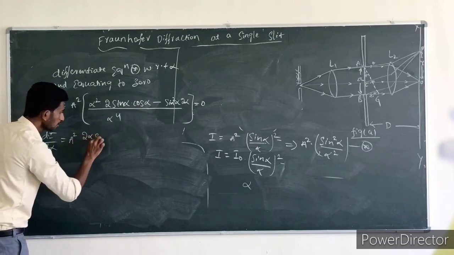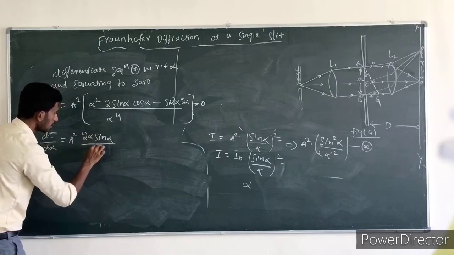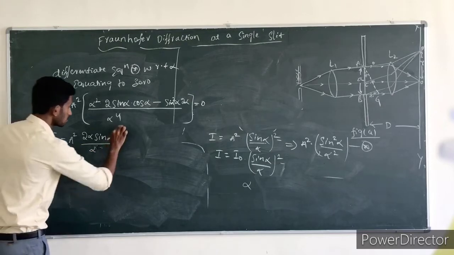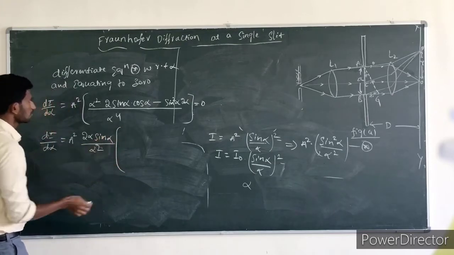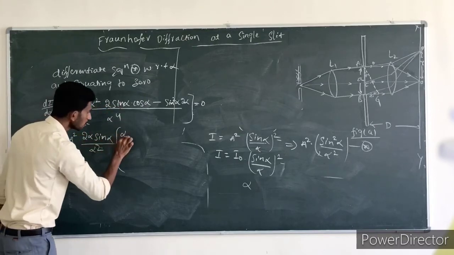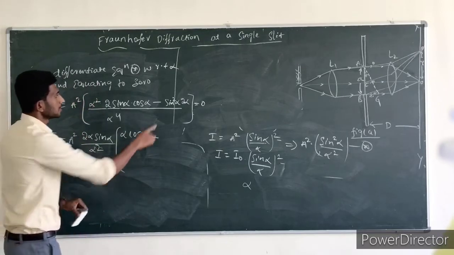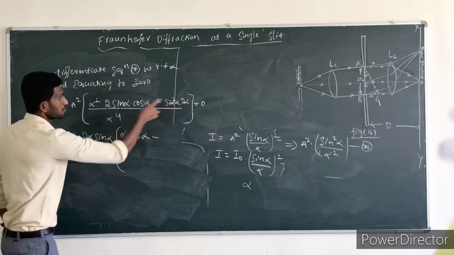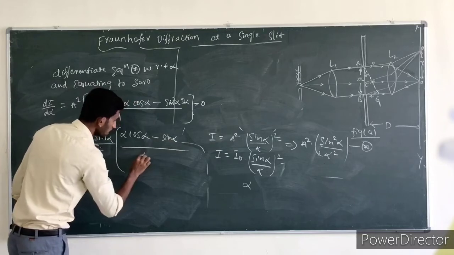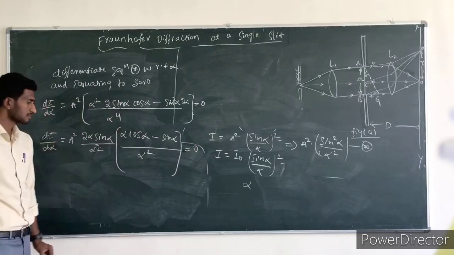2 alpha sin alpha is common in the numerator. In the denominator I will take alpha square common, so I left out alpha square. Here I have taken 2 alpha sin alpha common, so the remaining is alpha cos alpha minus. Here again I have taken 2 alpha sin alpha common, so I left out sin alpha divided by alpha square. So this is equal to 0.